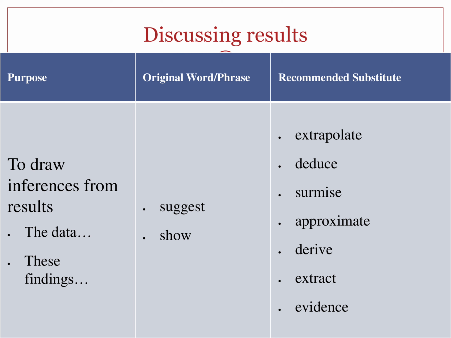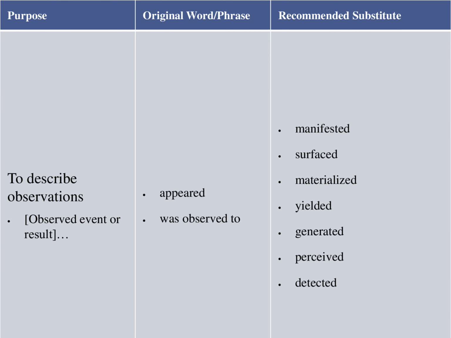Next main point is discussing results. To draw inferences from results: the data or these findings suggest or show. Instead of writing these words, substitutes like extrapolate, deduce, surmise, approximate, derive, extract, evidence, etc. can be used. Next, to describe observations.